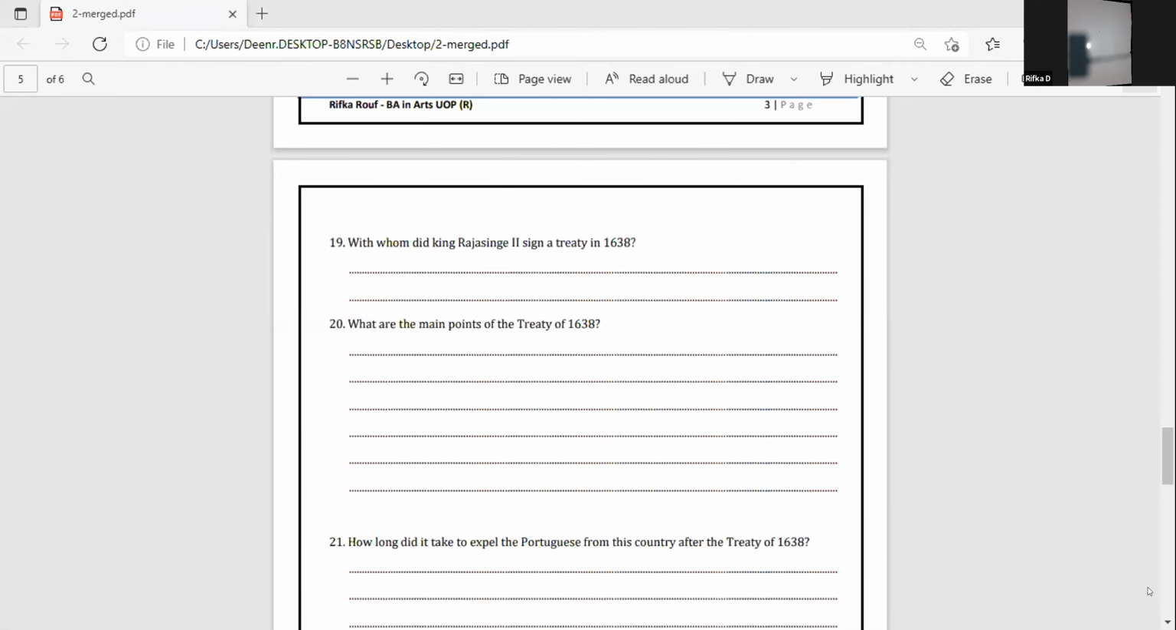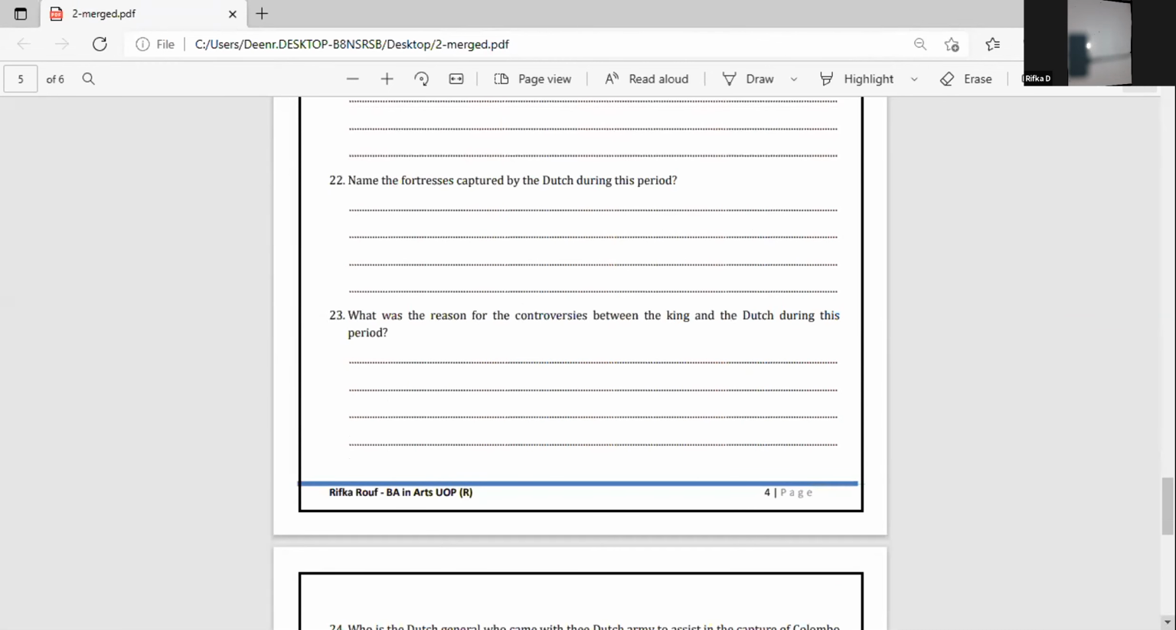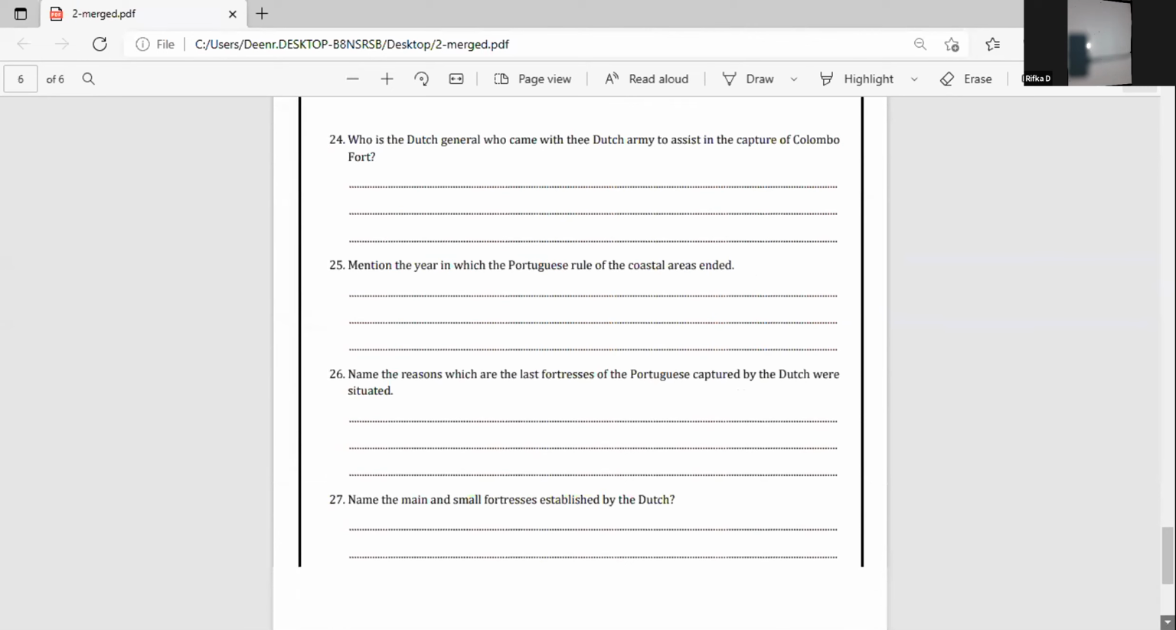So the next question: how long did it take to expel the Portuguese from this country after the treaty of 1638? It took about 20 years. So name the fortresses captured by the Dutch during this period. Trincomalee, Negombo, Galle, Kalutara, Colombo, Mannar, and Jaffna. And then, what was the reason for the controversies between the king and the Dutch during this period? Because the Dutch did not take steps to hand over to the king the fortresses captured by them in areas advantageous to them, as agreed in the 1638 agreement.